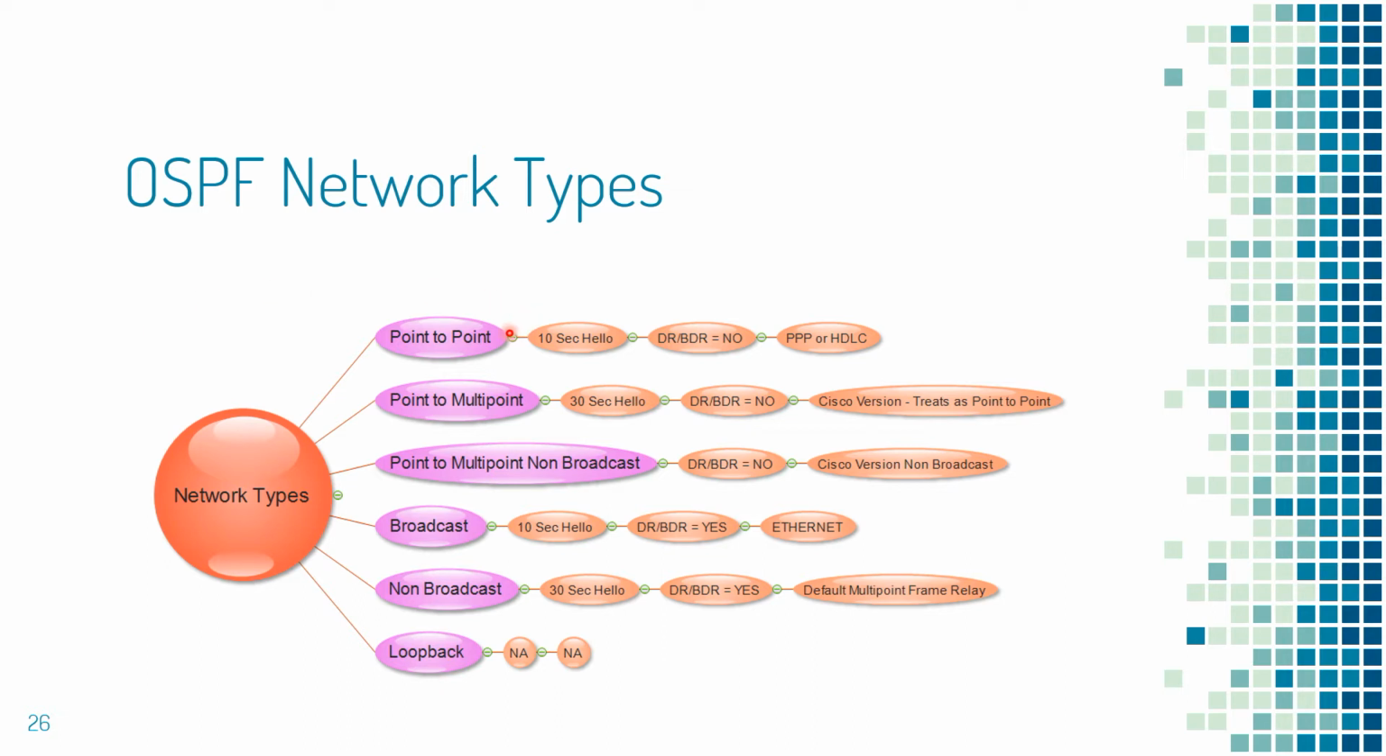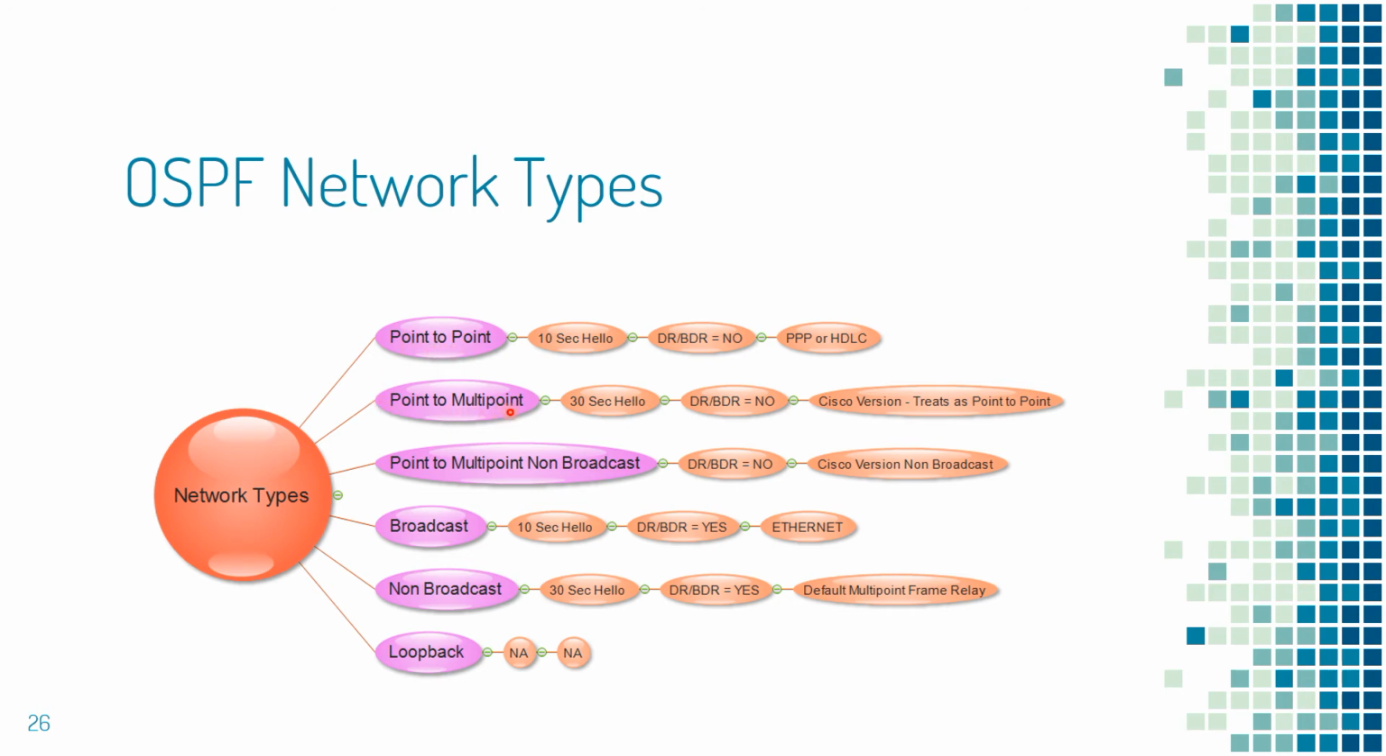In point-to-point network types, OSPF hello packets are sent every 10 seconds, with a dead interval of 40 seconds. There are no DR or BDR elections. The serial link with PPP or HDLC encapsulations is considered a point-to-point link. Other link types like SONET, DS3, or T1 are also considered point-to-point links.